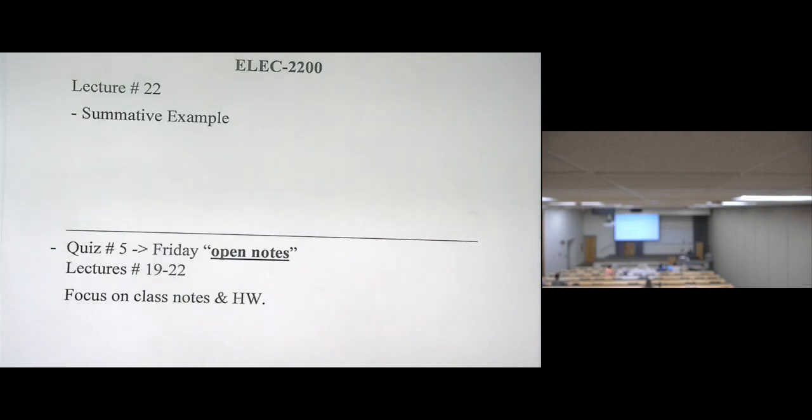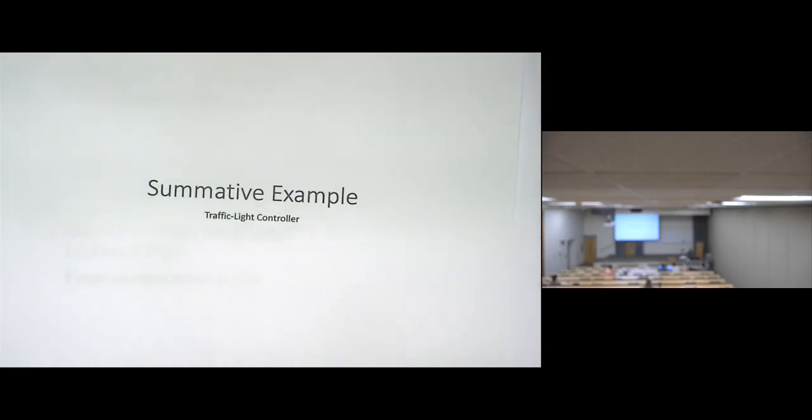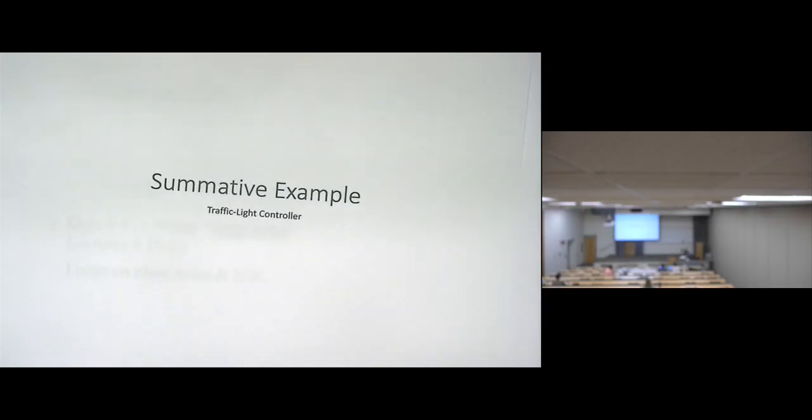So in the summative example, we will see a practical problem, which is a traffic light controller. As an engineer, they ask you, for example, to design a traffic controller for a certain area, a certain intersection. Your role as an engineer or programmer is to design this: how can we make these circuits, how can we program this traffic light controller?